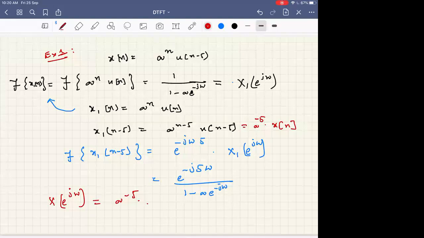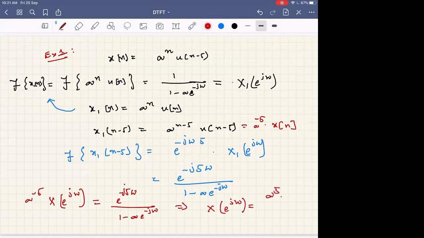Into x1 of n minus 5 is this, right? So just one minute. We can write a power minus 5 into x of e power j omega is equal to e power minus j 5 omega by 1 minus a e power minus j omega. Is this fine? This implies x of e power j omega is equal to a power 5 into e power minus j 5 omega by 1 minus a e power minus j omega.